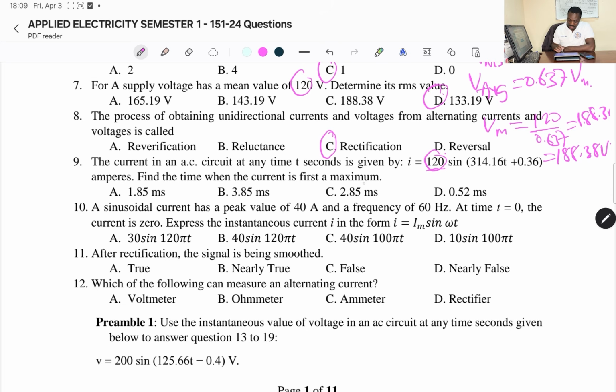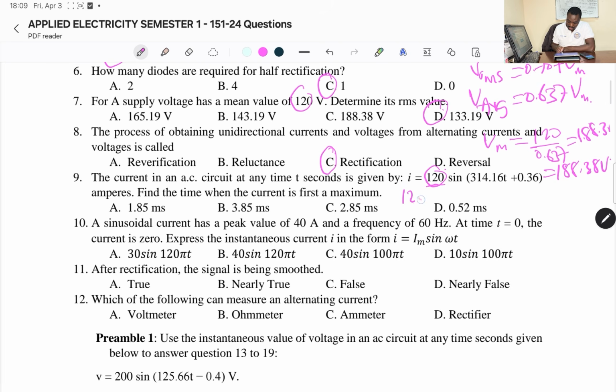That means when the value of the current becomes 120. So I can write that 120 will be equal to 120 sine of (314.16t plus 0.36). So that means we are interested in this time. So here 120 will be divided by 120, so you get 1. Here, we take the inverse sine of 1, because we have sine here. Okay, I didn't bring the sine. There should be a sine here.